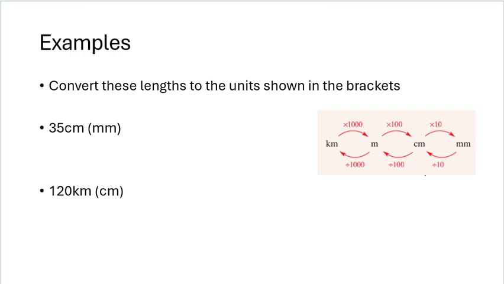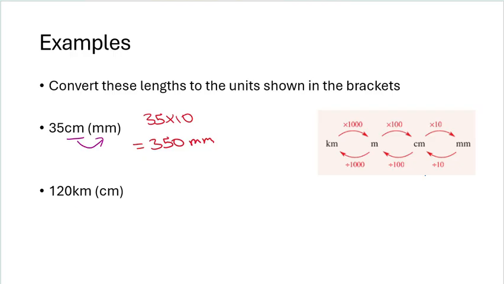Convert these lengths to the unit shown in the bracket. So going from centimeters all the way to millimeters here. Just looking at my flowchart, I can see that I just have times 10. So I'm just going to go 35 times 10, and that equals 350 millimeters.